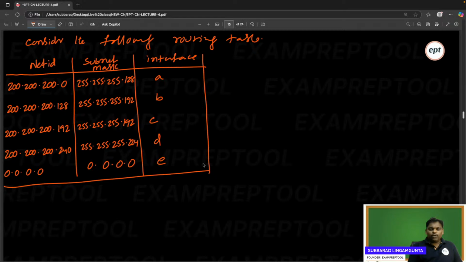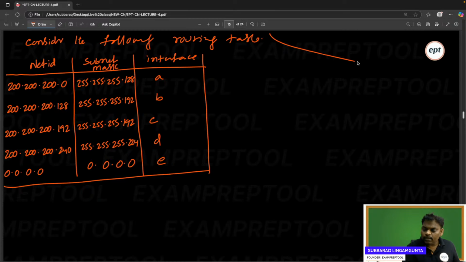Consider the following routing table. Just take this table. What is the actual problem? I'm going to explain. It is one of the nice problems. I am saying again and again.